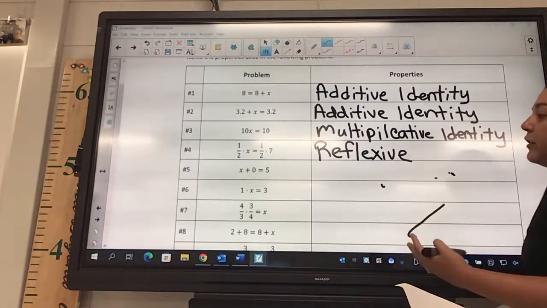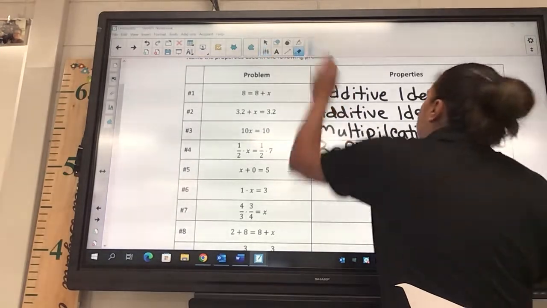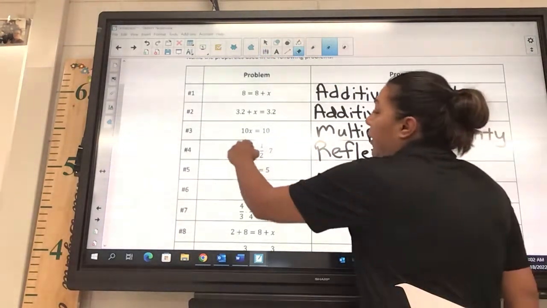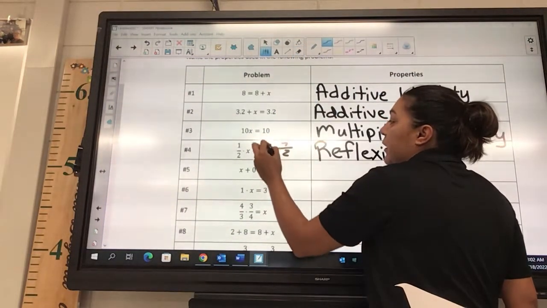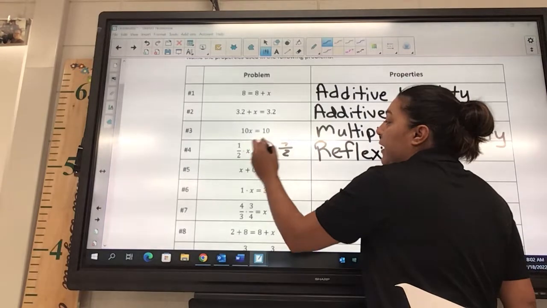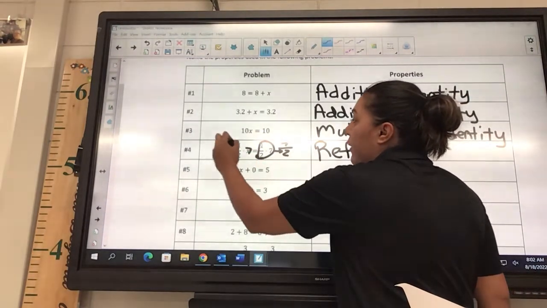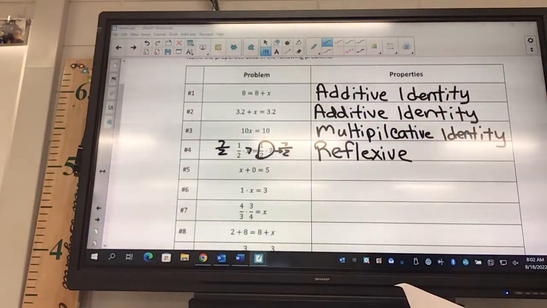Okay, and in this one, there's no other reflexive, so you don't have to write reflexive property, okay? The reason it's reflexive is that 1/2 times 7 is going to give you 7/2. If you plug in a 7 here, you're going to get 7/2. And so you can see that 7/2 equals 7/2. That's why it's reflexive, okay?